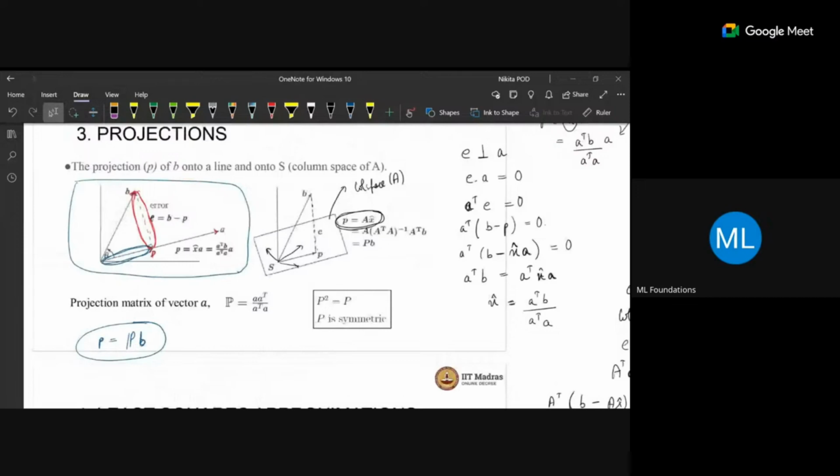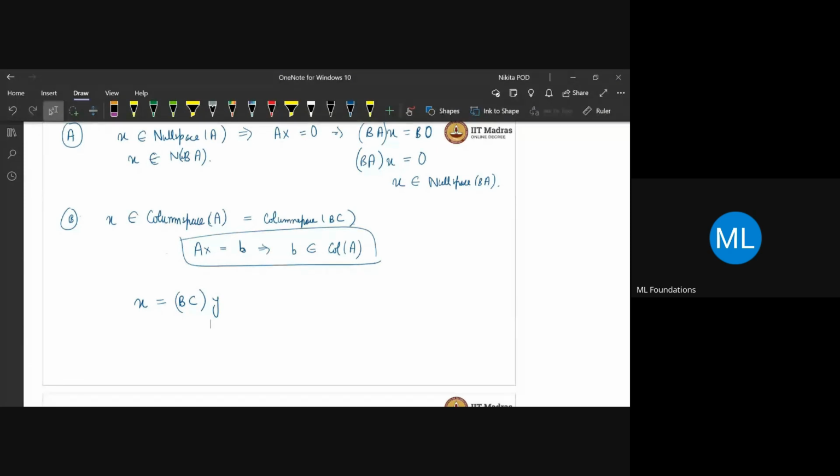All right, so we can write X to be BC times Y, and this can also be written as B of CY. Is that okay? Yes, ma'am. And we can just take CY to be, let's say, Z.